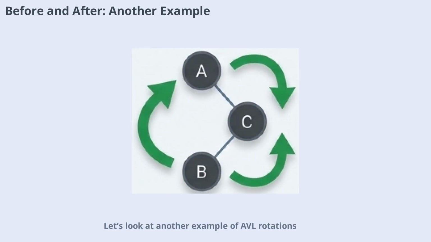Let's look at another example of AVL rotations. By comparing the tree before and after the operation, you can see how the structure adapts to maintain balance. This adaptability is crucial for ensuring consistent performance, regardless of the order of insertions and deletions.